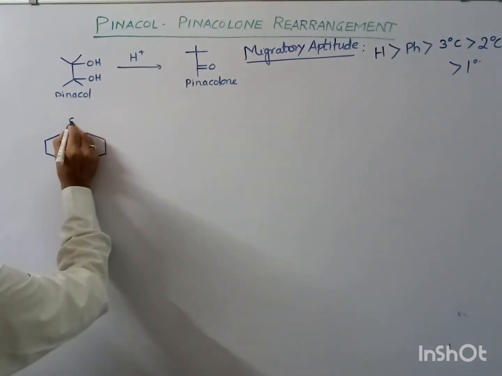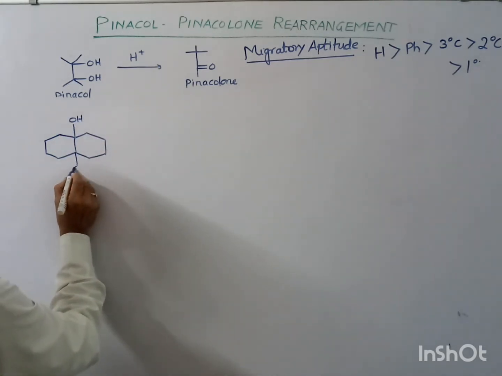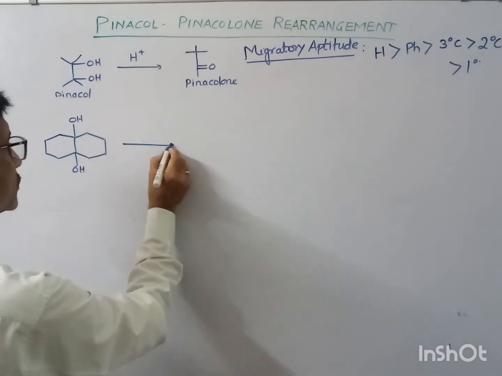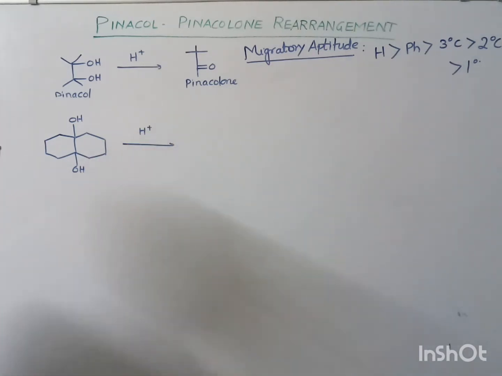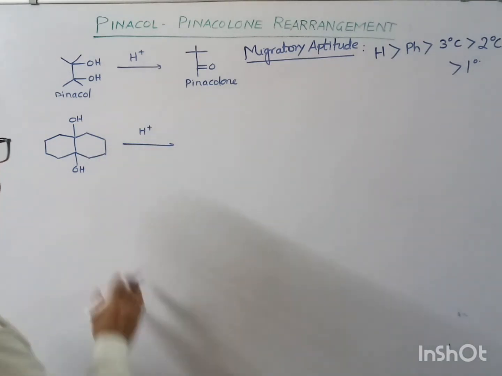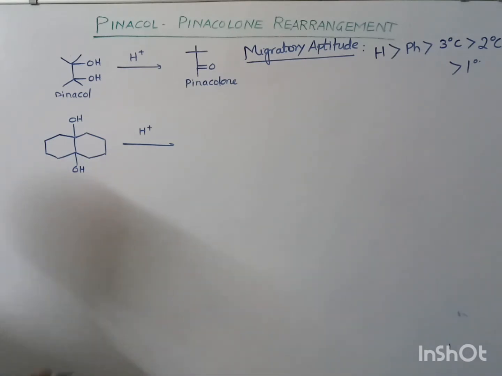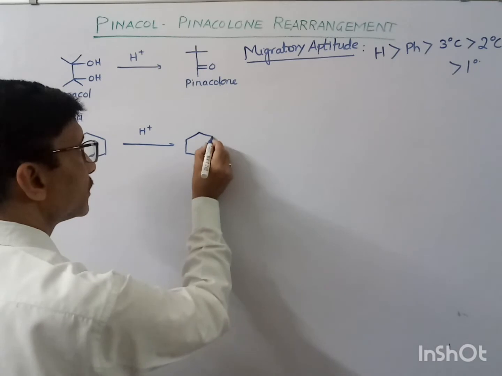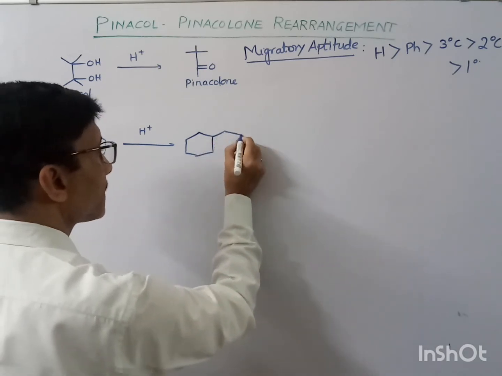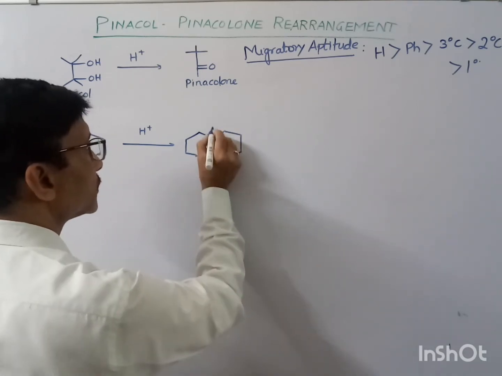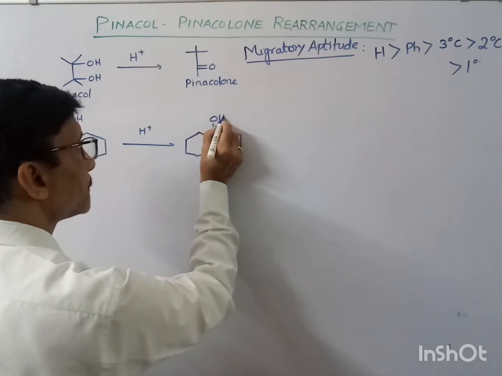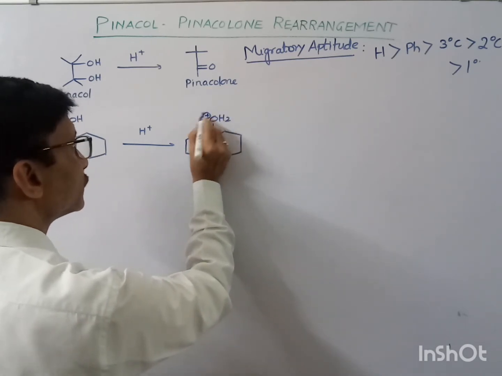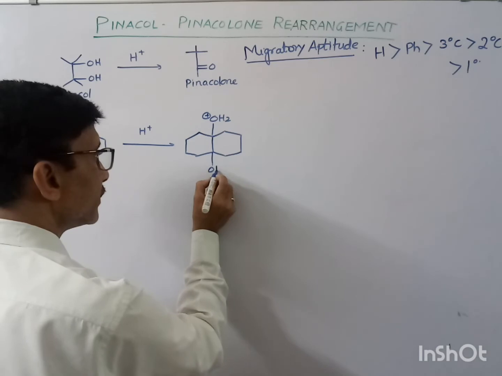Now this is also a diol system, and this in presence of H plus, then what should be the product? So either any one of that can be protonated, either this one or this one. So suppose I protonate this one, positive charge will be created over here, and we have OH.